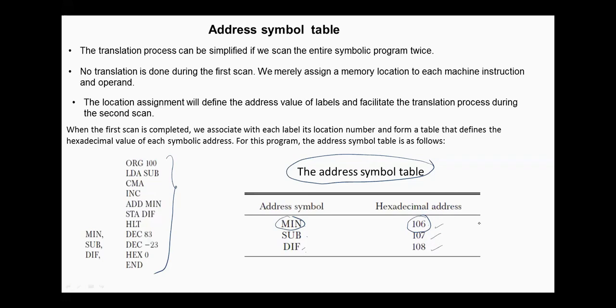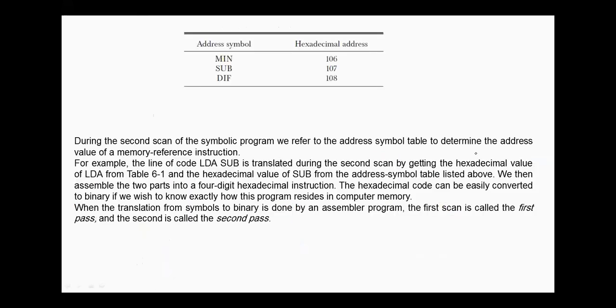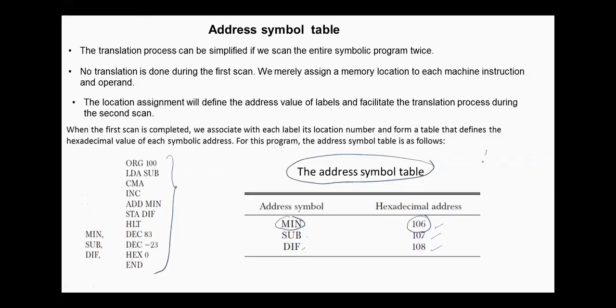During the second scan, or the second pass assembler, we refer to this address symbol table to obtain the address part of memory reference instructions. For example, if we have add X, then this part is obtained from this table, and we do not need to scan the program to find the address field of the instruction. We can retrieve it from the address symbol table.